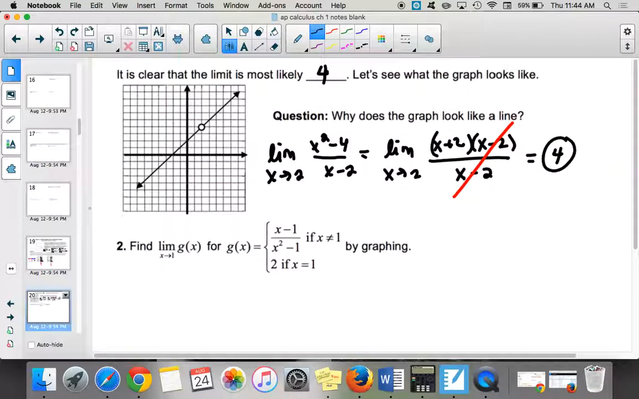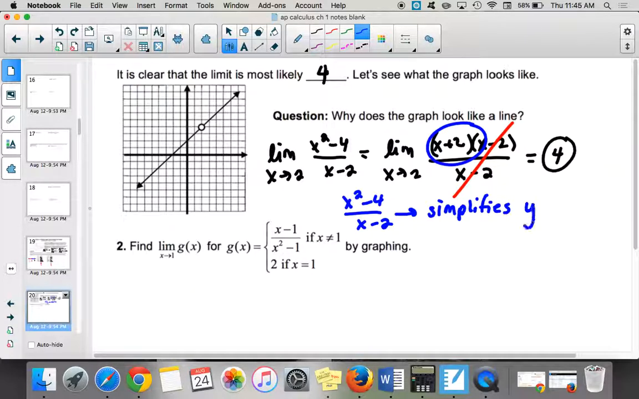All right, so number 2. So this one, it says, why does this graph look like a line? Because this function, when you had x squared minus 4 over x minus 2, simplifies to just x plus 2, which is y equals x plus 2. That's a line. So it looks like a line, except at 2, we have a hole. Do you guys remember talking about that in algebra 2? Yeah, that's what it looks like.